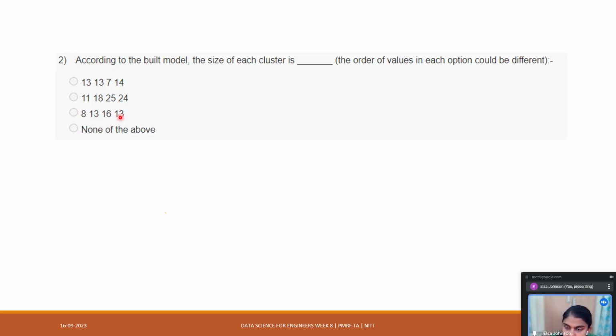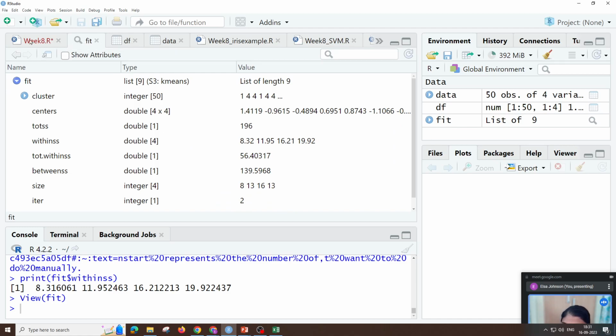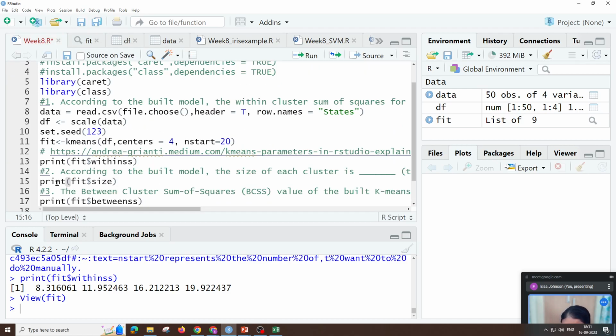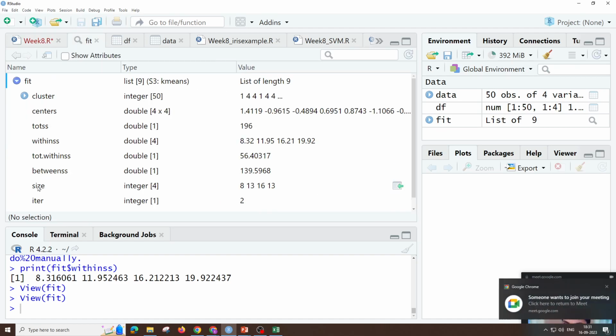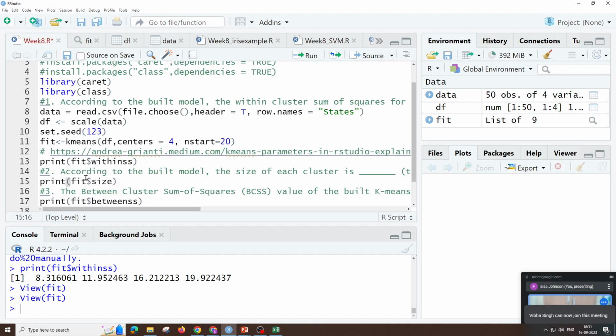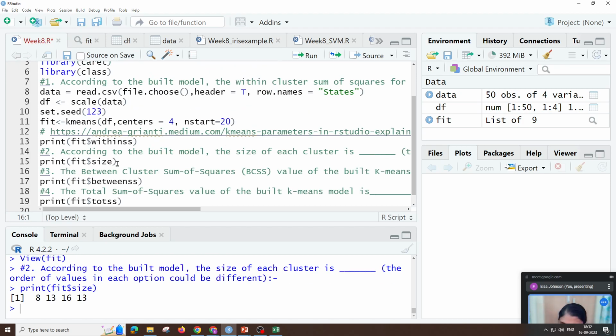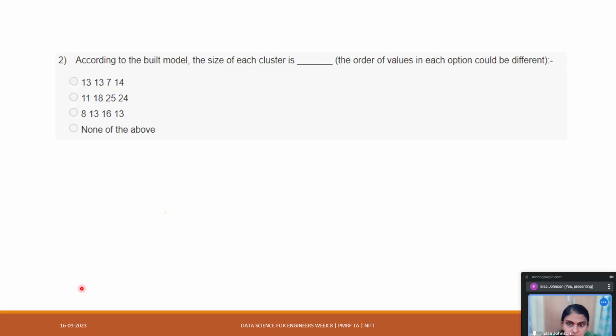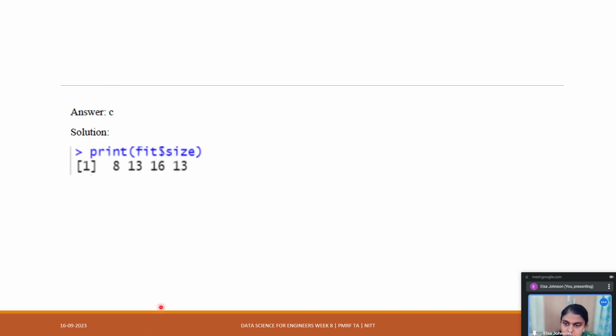Hariom has given C. Okay, so that is true. You can just print fit dollar size, or you can go to the fit and see the size. It's given 8, 13, 16 and 13. Okay, so I will run that one, so you can see this, and your answer is the third one. So the answer is C.